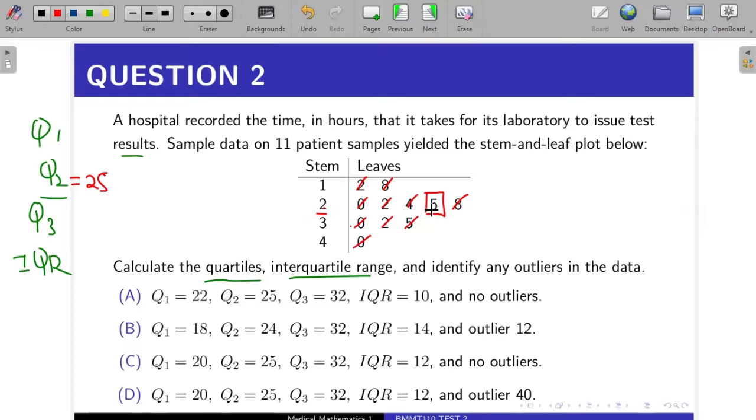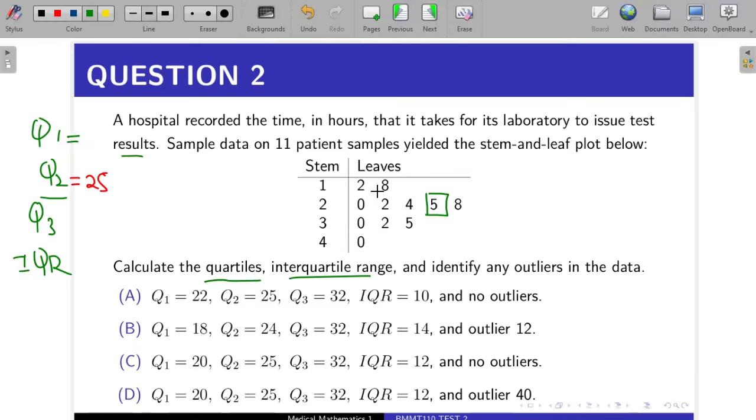This Q2 is going to divide the data into 2 equal halves, the upper half and the lower half. So this data has been divided into 2 equal parts by this median. The lower half is this part here, starting from 2 all the way up to 4. The upper half is starting from 8 all the way up to 0. The median of the lower half is what we call Q1.